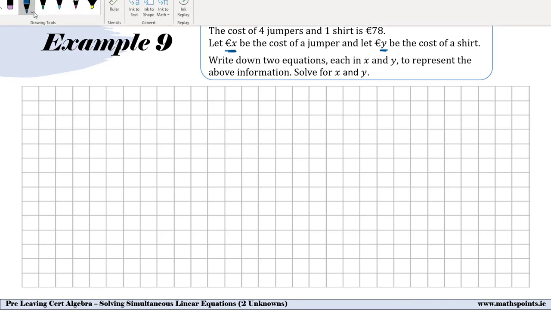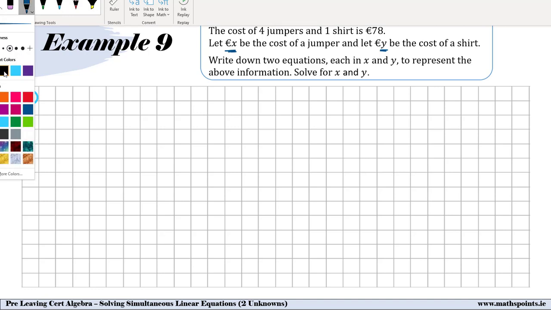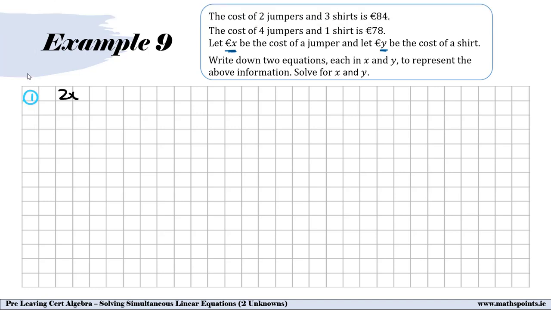So I can see that equation 1 is quite simple. I know that the cost of 2 jumpers, so how would you find the cost of 2 jumpers? Well, if the cost of a jumper is x and you're going to buy 2 of those jumpers, then if you multiply 2 by x, that will be the cost of the 2 jumpers. Then we're going to buy 3 shirts, and I know that the cost of 1 shirt is y. I'm going to buy 3 of them, so if I multiply 3 by y, that will give me the cost of the 3 shirts. And I know that the total cost of the 2 jumpers and 3 shirts is 84 euros, or equals 84 euros.